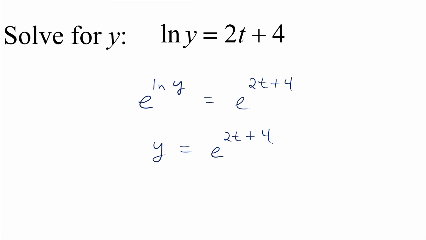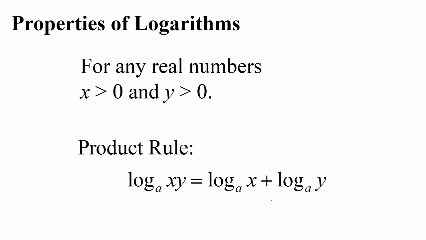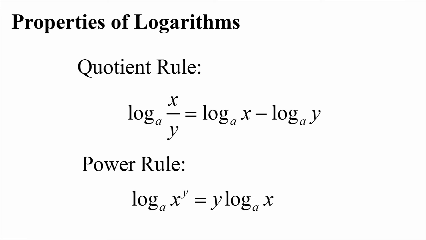There are three other properties of logarithms we need to review. Properties of logarithms: for any real numbers x greater than 0 and y greater than 0, we have what's known as the product rule. Log base a of x times y is equal to log base a of x plus log base a of y. We have the quotient rule that says log base a of x over y is equal to log base a of x minus log base a of y. Power rule: log base a of x to the y power is equal to y times log base a of x.